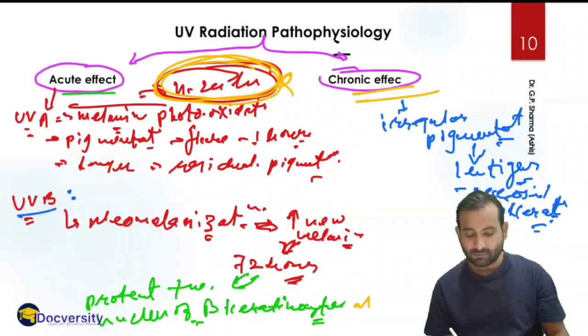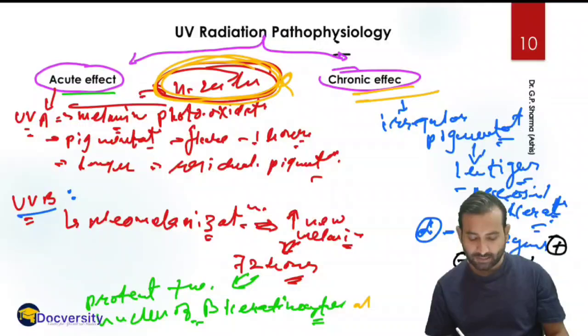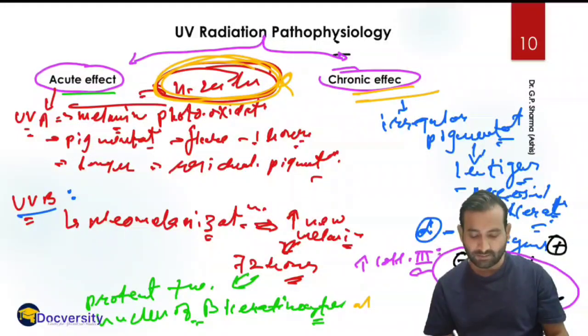Similarly, what does it do by chronic exposure? It causes the activation of inflammatory cells like neutrophils or macrophages, which produce lysozymes. These lysozymes, when activated, inhibit the elastase and collagenase, so that old collagen fibers cannot get turned over. So what happens? The ratio of collagen type 3 to collagen type 1 increases.